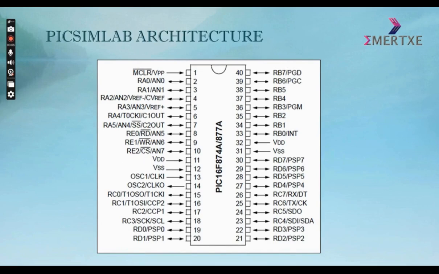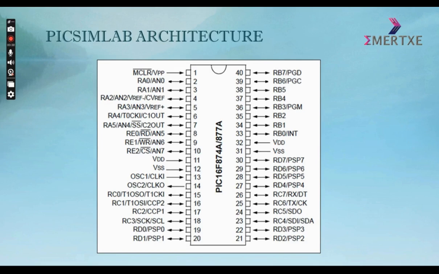And the next slide is PiximLab architecture. It contains 40 pins and has 5 ports: port A, port B, port C, port D, and port E. It is an 8-bit architecture. Every port has a TRIS register. TRIS is nothing but a tri-state register. In this tri-state register, tri means logic high, logic low, and high impedance.